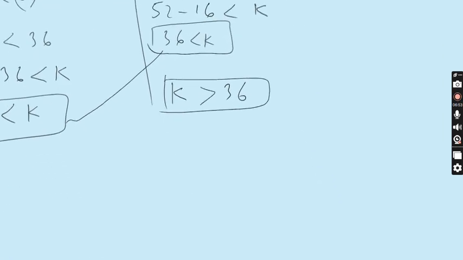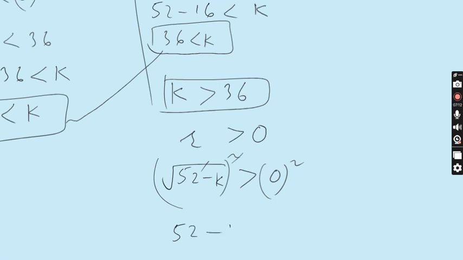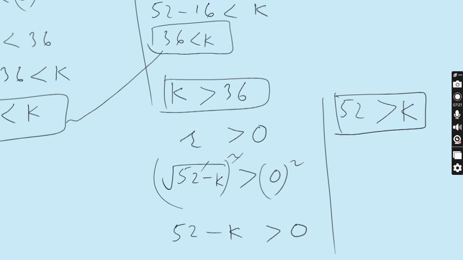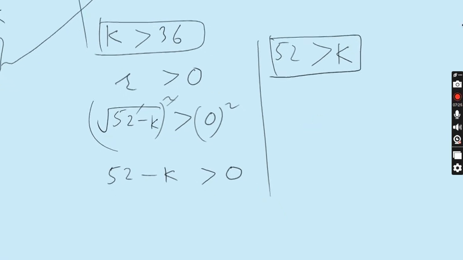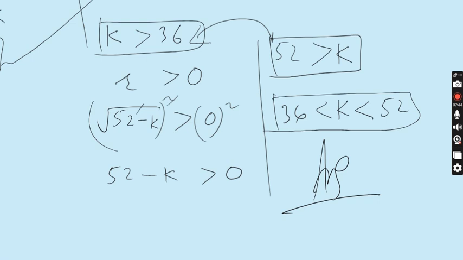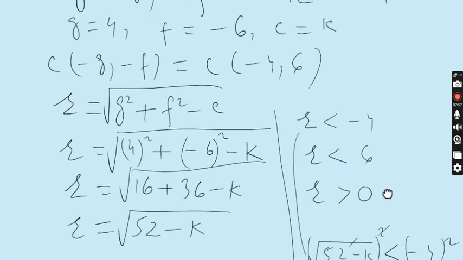The third one is that r is positive. So root of 52 minus k is greater than 0. Again squaring on both sides, 52 minus k is greater than 0, and 52 is greater than k. Now join these two inequalities: k is greater than 36 and k is less than 52. This is our final answer. So a very easy but very important question from the examination point of view. This is the last question of exercise 1.